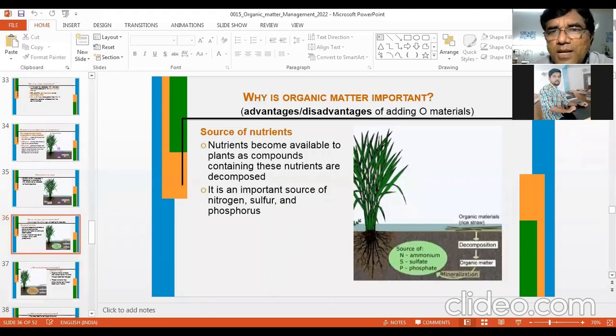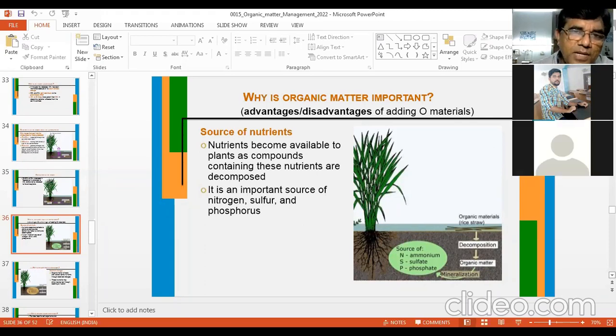Now, why is organic matter important? Advantages and disadvantages. Whether it is rice soil or any soil, organic matter is very, very important. Number one advantage is it is a source of plant nutrients. You have just seen mineralization. Through mineralization, nitrogen, phosphorus, sulfur, and many other nutrients are released into the soil.